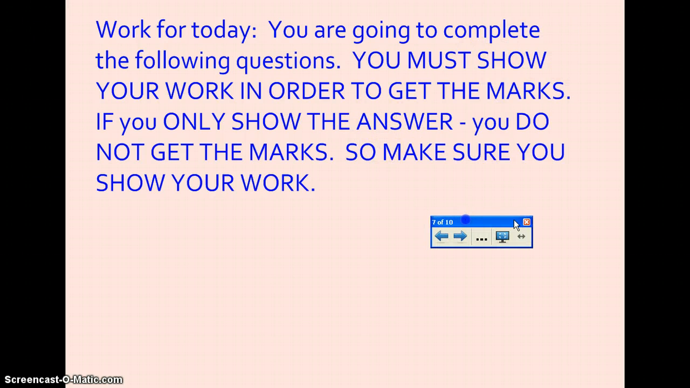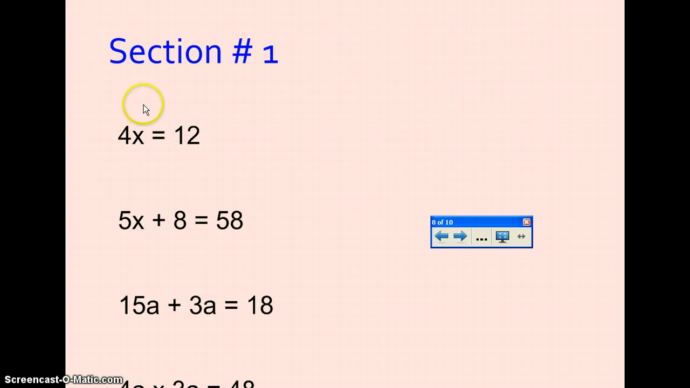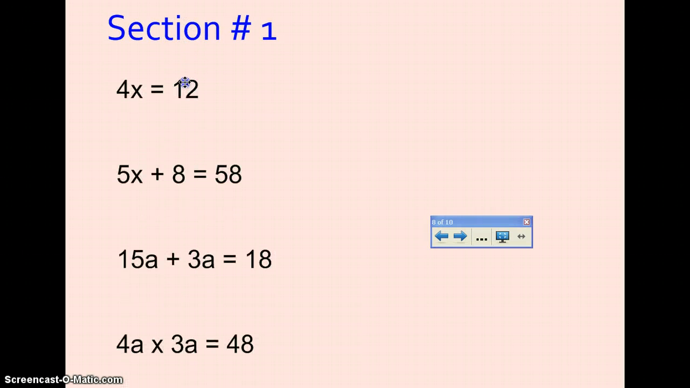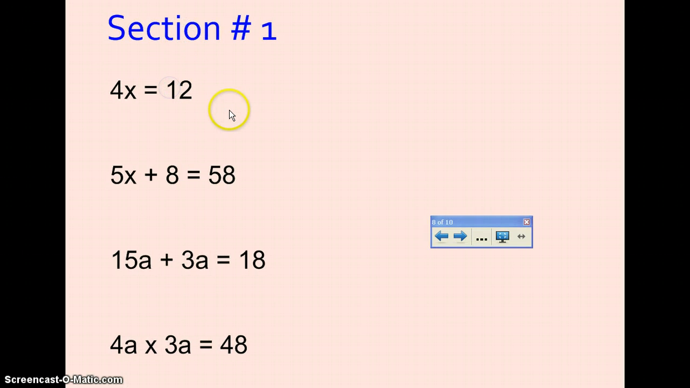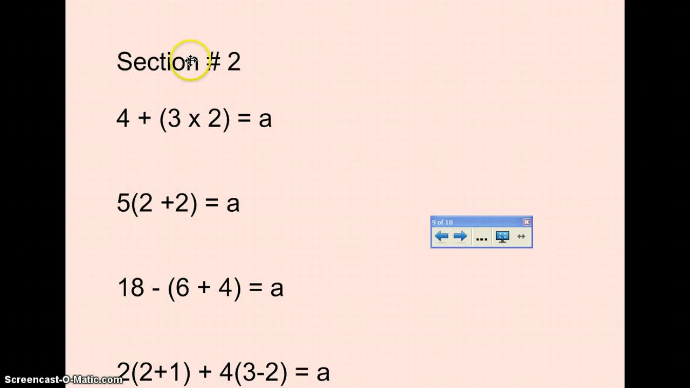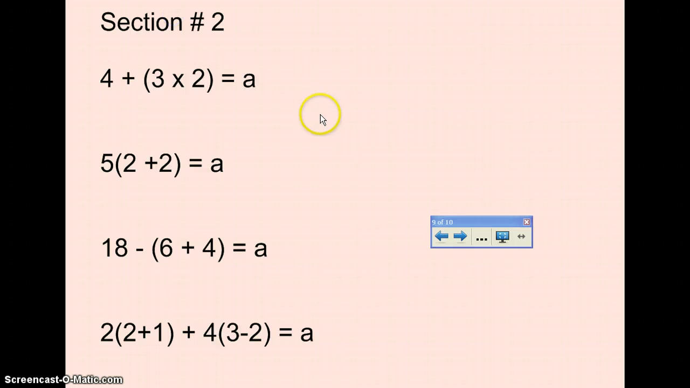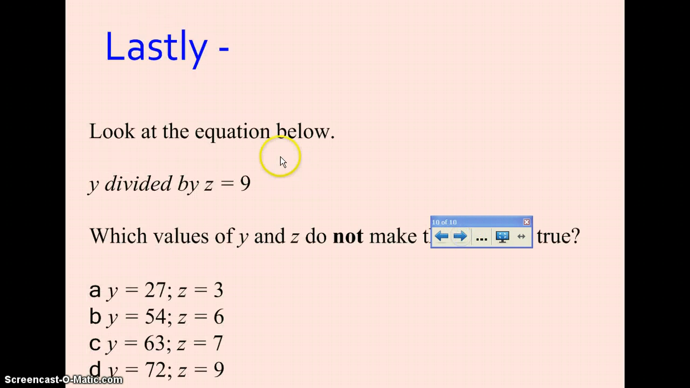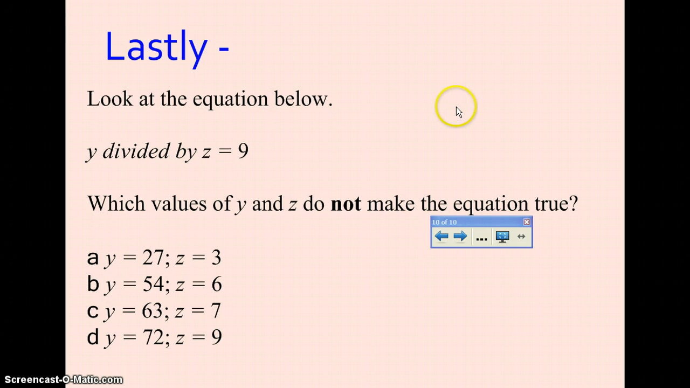So now, your work for today. You're going to complete the next questions. You must show your work in order to get the marks. If you only show the answer, you do not get the marks. Make sure you show your work. And here's your questions for section 1. You can pause this and answer these on the Moodle, or you can write them down on a piece of paper and bring them. And here's your questions for section 2. Same deal, write them on the Moodle or bring them on a piece of paper, but make sure you show your work. And then lastly, you're going to figure out this equation as well. Great, good luck.